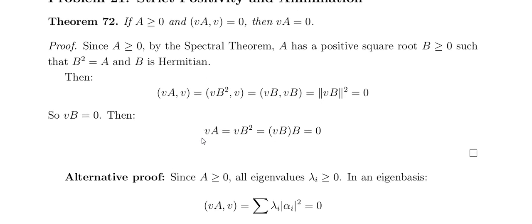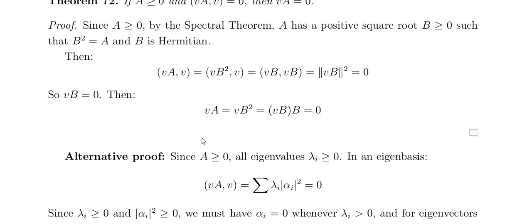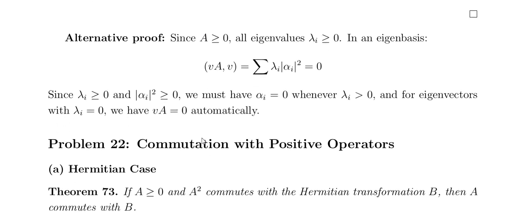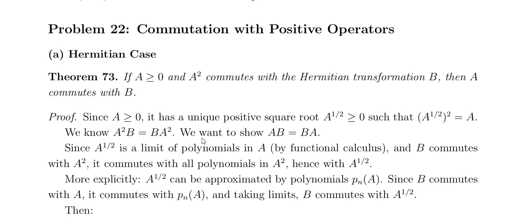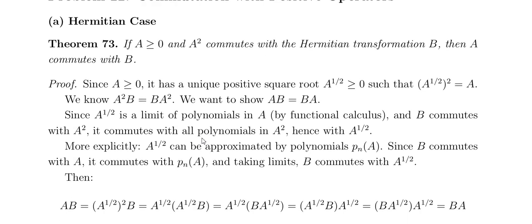And this is another result. A greater than or equal to 0, A square commutes with a Hermitian transformation B, then A commutes with B. A square commutes with the transformation, no? Then A commutes with B.